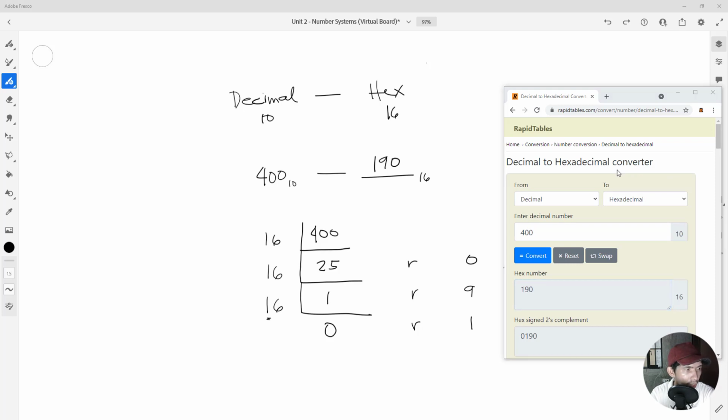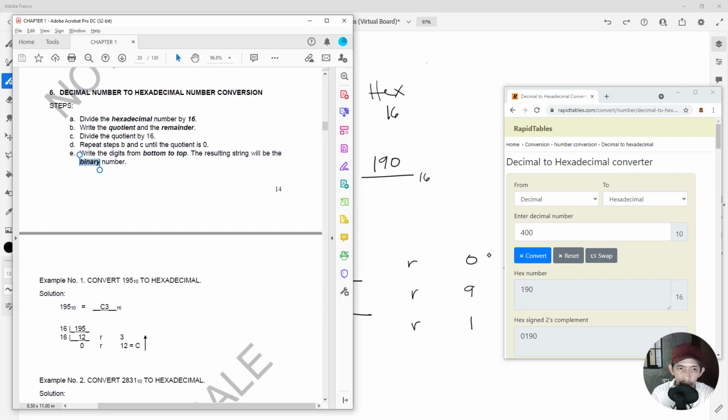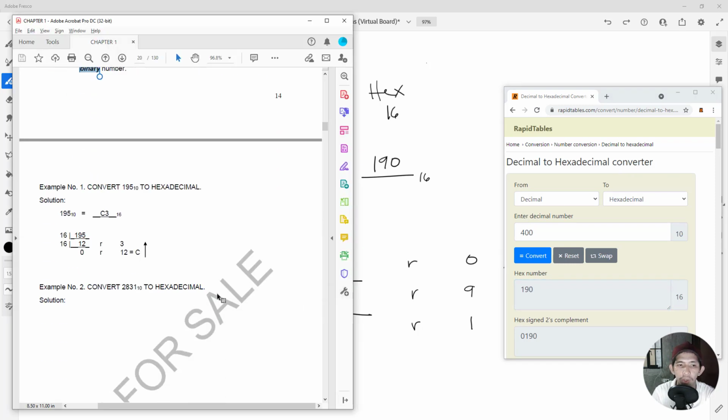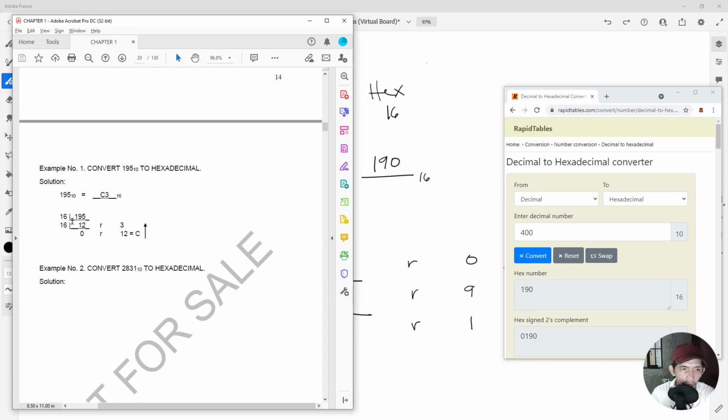So, as you can see in our module, in the example, kinonvert niya yung 195. So, dinivide yung 195 into 16. The quotient is 12. Then we have a remainder 3. And then dinivide niya ngayon yung 12 into 16 again. So 0, then we have a remainder of 12.